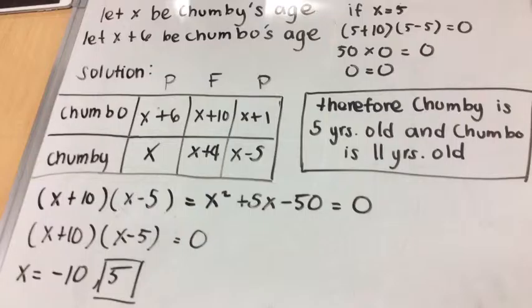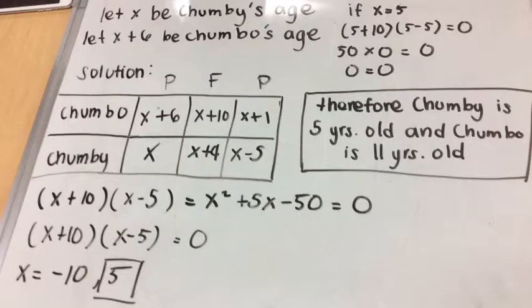After factoring x using the zero factor property, we get x is equal to either negative 10 or positive 5. We know that age can obviously never be negative, as no one has ever lived negative years. So now we know that x equals 5. But first we have to check.